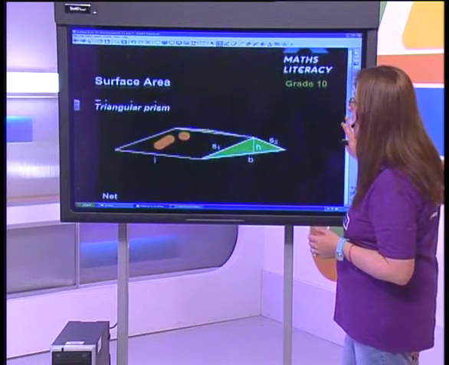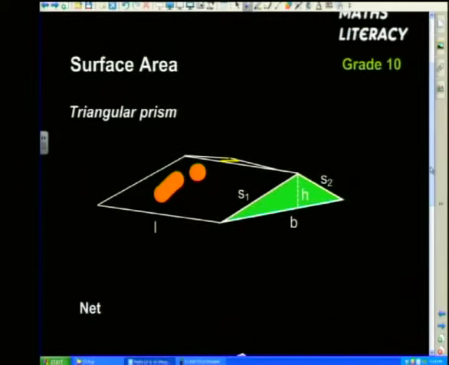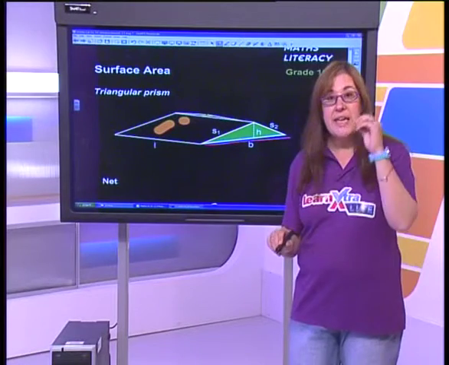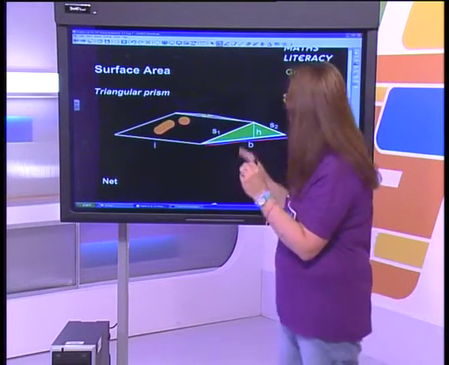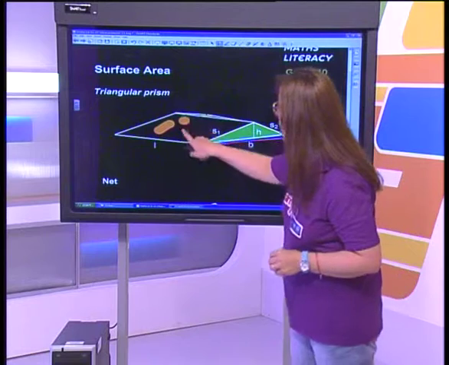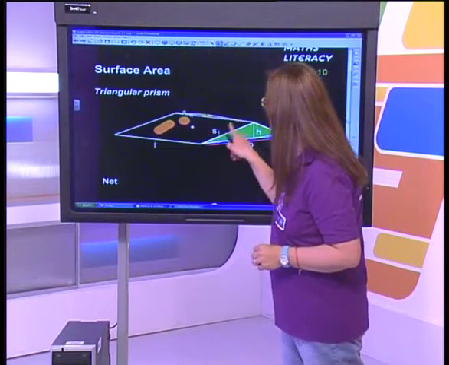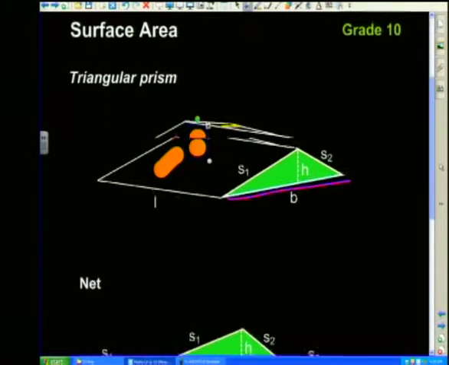Right, now we've got a triangular prism. So if I look at this, I have my base of my triangle. There's my base. And I've got 2 sides, side 1 and side 2. And I also have my perpendicular height in my triangle. So what I've done is I've color-coded this. This is orange, my side 1, and yellow at the back.